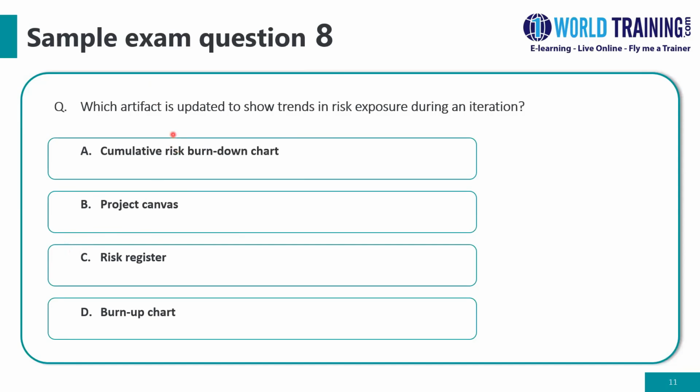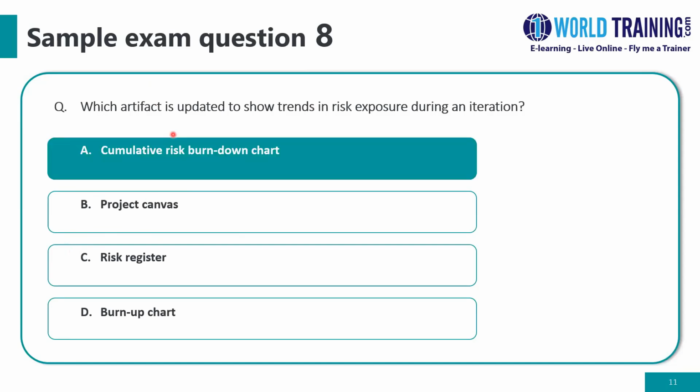And the correct answer here is A, cumulative risk burn down chart, in which the total risk level of iterations can be tracked. So it'll show the trend in the risk exposure. Ideally, the total risk levels should be decreasing over a period of time. B, project canvas. It contains the project vision, business value, business options, costs, users, scope, benefits, and major risks. C, risk register. This is to maintain a record of identified risks of the project, along with the status and history.